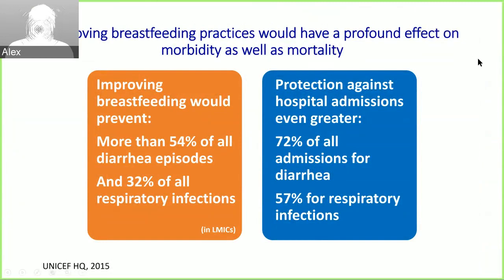So we have evidence about how breastfeeding can prevent mortality, but also very strong evidence recently published about breastfeeding preventing morbidity, in terms of episodes of diarrhea, respiratory infections, and the incredible percentage of hospital admissions that can be prevented for diarrhea and respiratory infections. We know there is much more evidence that supports the importance of breastfeeding promotion, protection, and support.